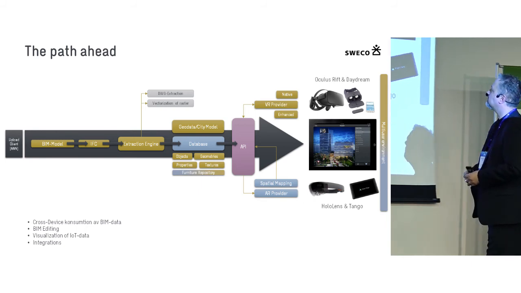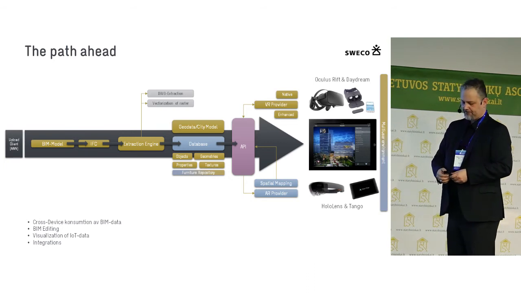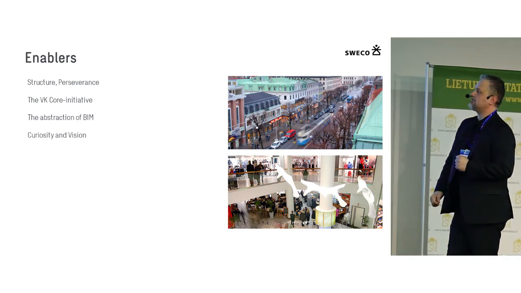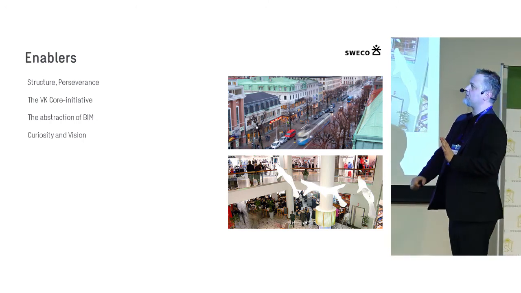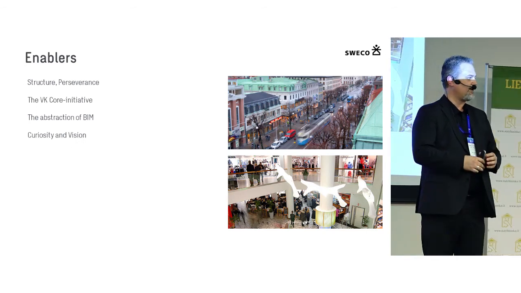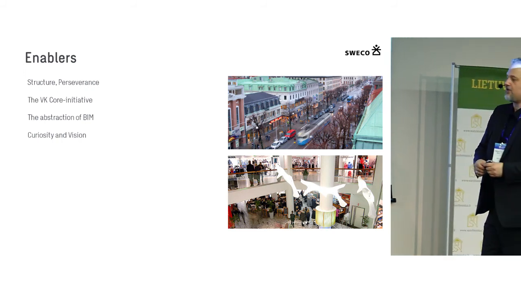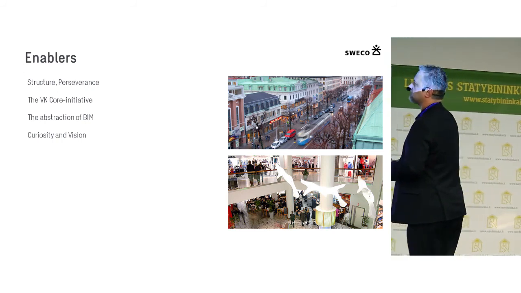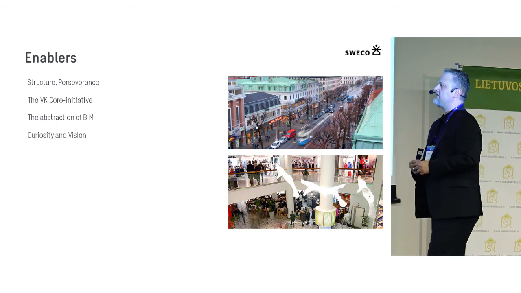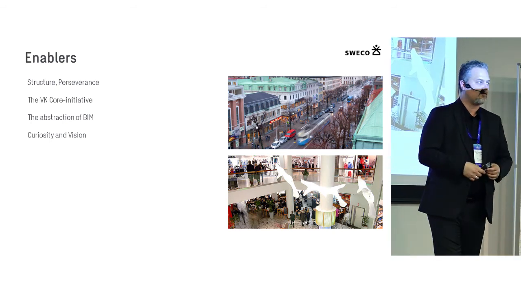So this is what we're trying to achieve. And what makes it possible? Yeah, structure, of course. Perseverance. This hasn't been a straight road. There have been many troubles and hiccups, but we try to keep our chins up and move ahead, and it works. They have an initiative they call VK Core. VK is Vasakronan, of course.